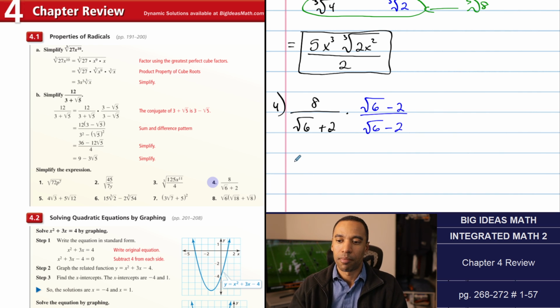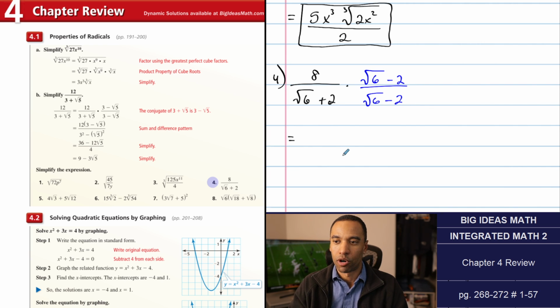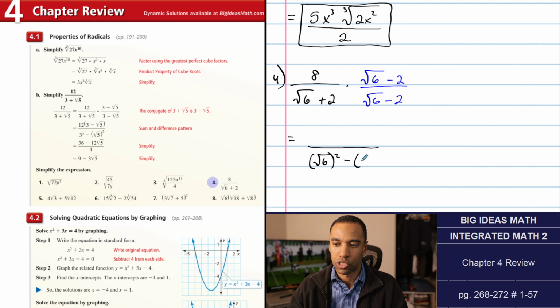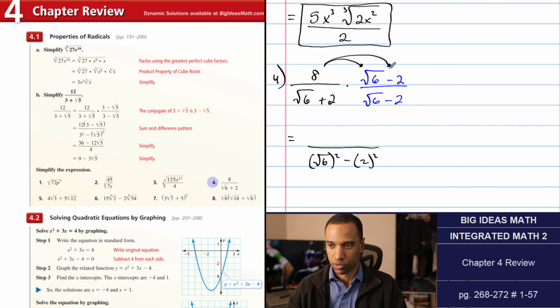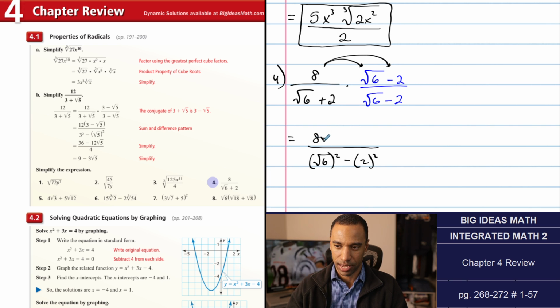So on the bottom, not the more important part, but the reason why we chose this value is where I'm going to begin. We are going to be doing root 6 squared minus 2 squared. That's the difference of two squares. A plus b times a minus b is a squared minus b squared. And then the 8 distributes into root 6 and 2, and you get 8 root 6 minus 16.